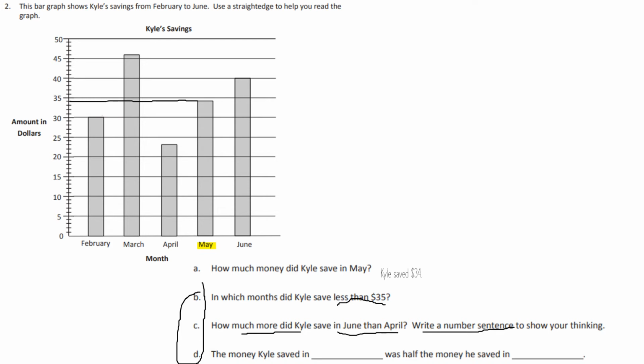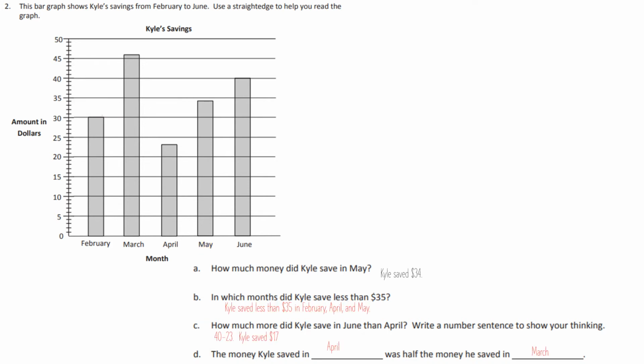And we are going to go over these answers. So I wrote Kyle saved less than $35 in February, April, and May. Look, a complete sentence. For C, how much more did Kyle save in June than in April? You write a number sentence. So I have 40 minus 23, because here is June, which is at 40, and here is April, which is at 23. So there's my sentence. And then Kyle saved $17.